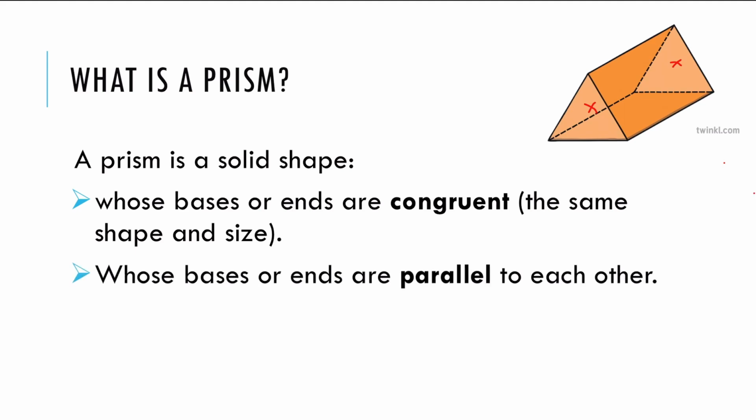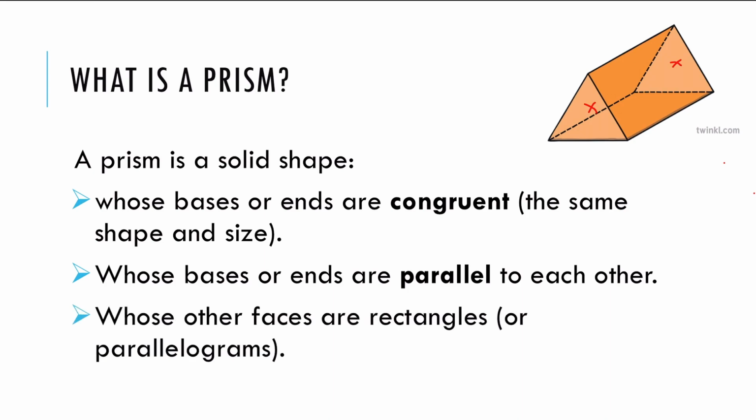The next thing it's got to satisfy is its bases or ends are parallel to each other. So those two triangles aren't slightly bent in towards each other, they're not slightly bent out, they could run continuously and never ever meet. And the last thing it's got to satisfy is that all other faces except the two bases are rectangles or parallelograms. So we can see in this triangular prism, we've got the two triangles and we've also got 1, 2, 3 rectangle faces as well. So this is definitely a prism.